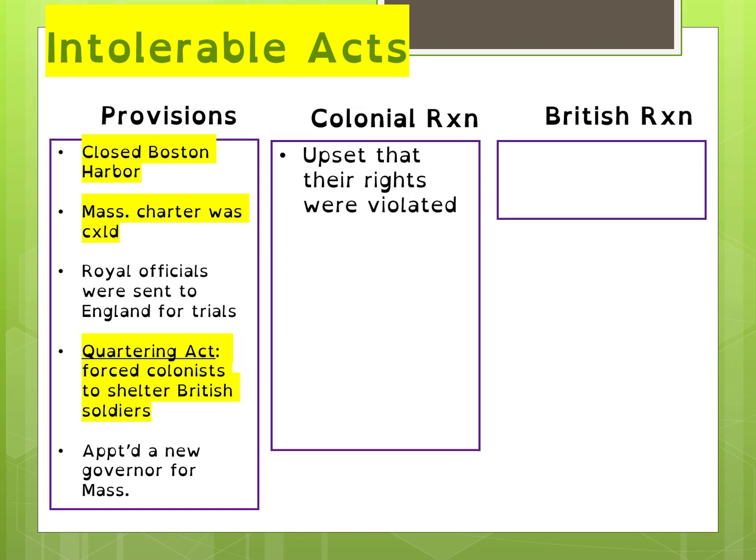Obviously, the colonists are upset that their rights are being violated. It's more than just paying taxes. As you can see from this list of acts that were passed, there are no taxes anymore. Like, it's not about taxes. Now it's about punishment.